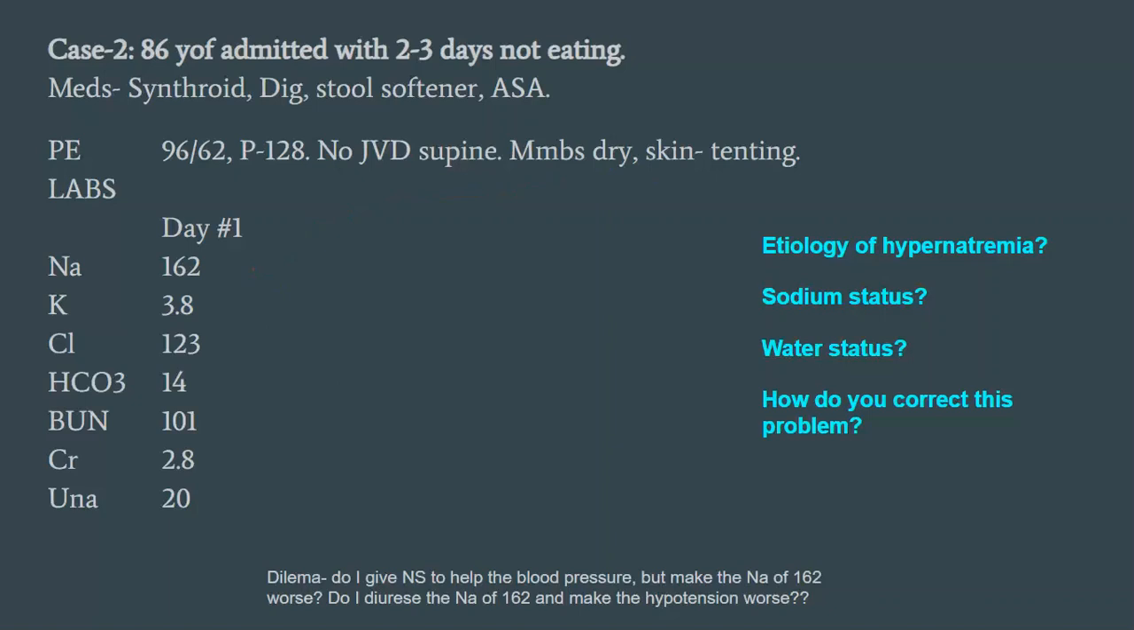And you say to yourself clinically, oh, what do I do with this? Do I give her normal saline to help her blood pressure get better because it's low? But that might make the sodium of 162 worse. Or do I diurese her to bring off some of the sodium, but I'm going to make the hypotension worse? What do I do?